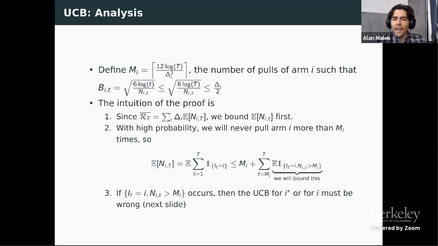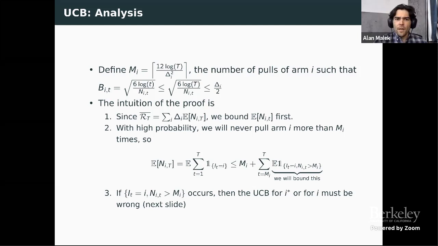And the idea is that we will, with very small probability, pull an arm more than m_i times, which means that the total regret will be about the sum of delta_i times m_i, which is what it turns out being. So on the next slide, we kind of just bound this probability.